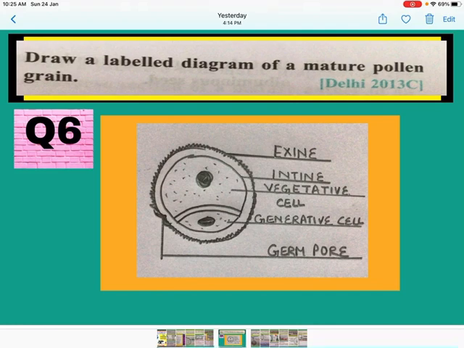One is the vegetative cell, which is very big in size and contains a large amount of food material. The second, small-sized cell is the generative cell, which will form two male gametes. And also there is a germ pore. Look, on the exine there is a pore, the germ pore. Sporopollenin is not present here, and the pollen tube is generated from here. So this is the structure of a mature pollen grain.